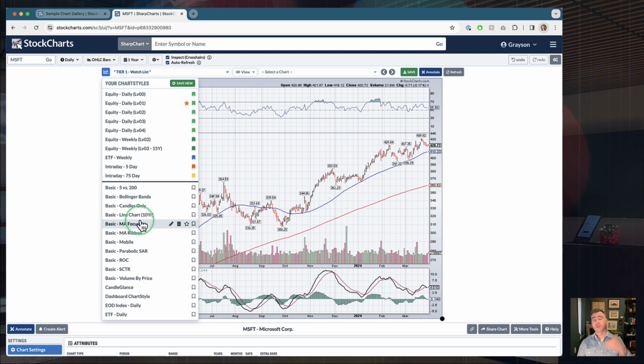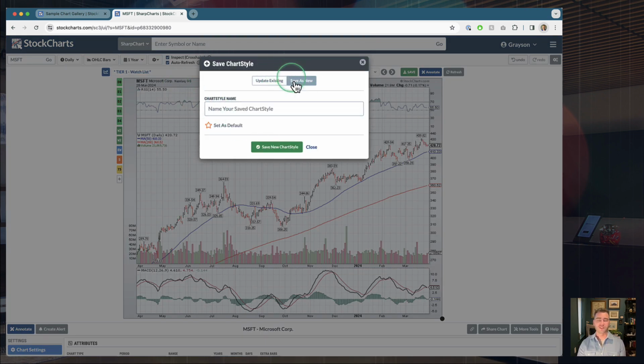But the point is, you can save these chart styles, save these chart templates, if you will, to your own account. And the sample chart gallery is a great way to find some of those charts that you might want to use. Now, in this menu, you got one other option. Up here at the top, you also have a Save New button. So that's another great place to go.